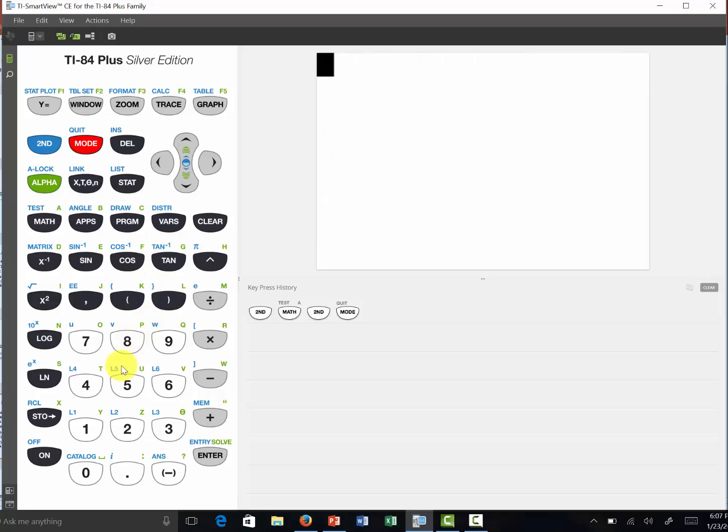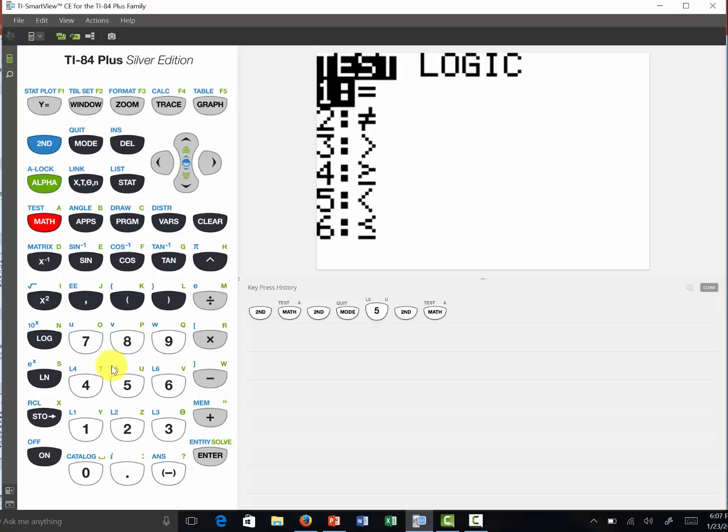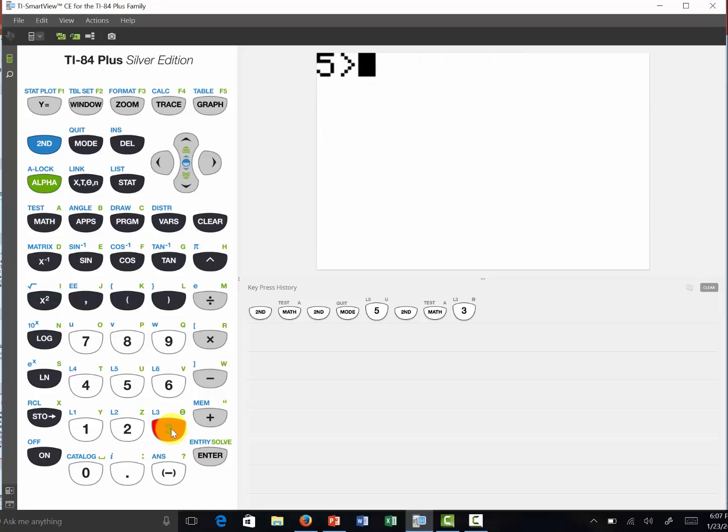So let's try an expression. Is 5 greater than 3? 5, and then we want to go to our test window, which is second math. We want number 3 for greater than, and then we want the number 3. So is 5 greater than 3? And of course the answer is yes. So the calculator, once I hit enter, should report back a value of 1 because it's a true statement. And it does.